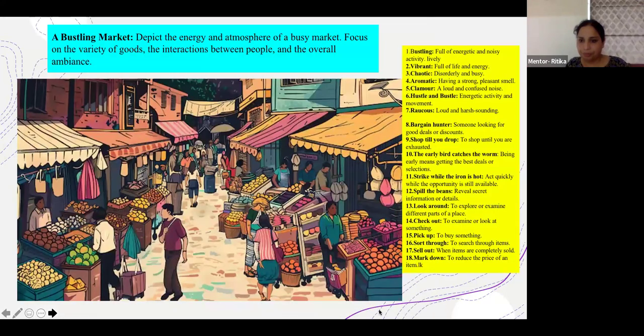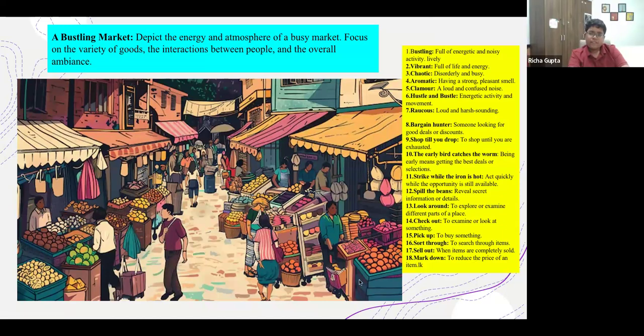Now, if I give you this picture, what is this picture about? Tell me. I think this is describing a busy city market in which many people are. Yeah, it's a bustling market. Again, I've used the word bustling, right? So crowded. Okay. Now I want you to depict the energy and the atmosphere. You can depict it in a positive way also, in a negative way also, in a very enthusiastic way, depending upon your description. You can set the tone for your descriptive paragraph.